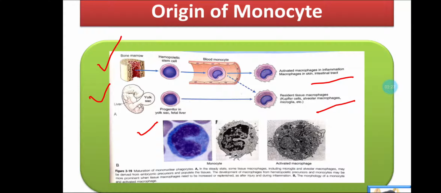On the other hand, most of the monocytes are released from the bone marrow from the differentiation of the hemopoietic stem cells, and they circulate, and wherever there is a need of these monocytes at the site of injury, at the site of repair, they will migrate there, and they are activated there, and they release a lot of cytokines and other chemical mediators.